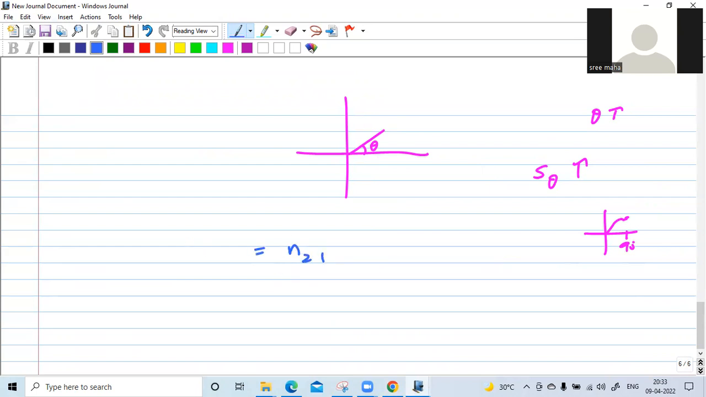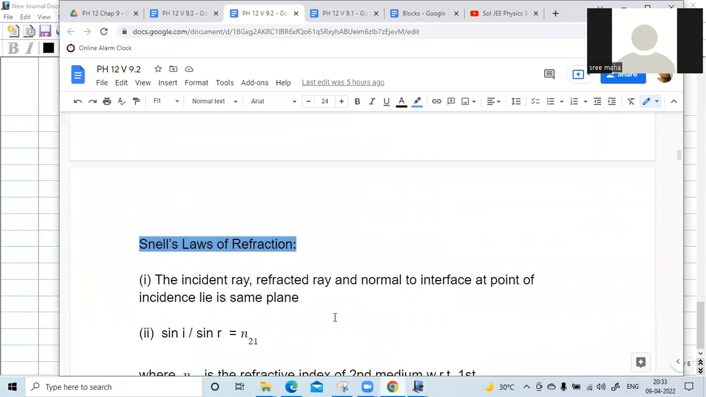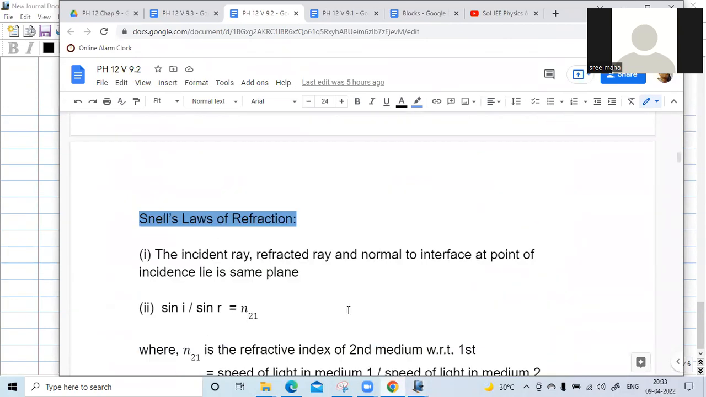N2/N1 is sin I by sin R, and this is greater than 1, right? So sin I is greater than sin R, that means I is greater than R. Okay, so in the denser medium, which is glass, the angle is less, so that means that the ray will move towards the normal.